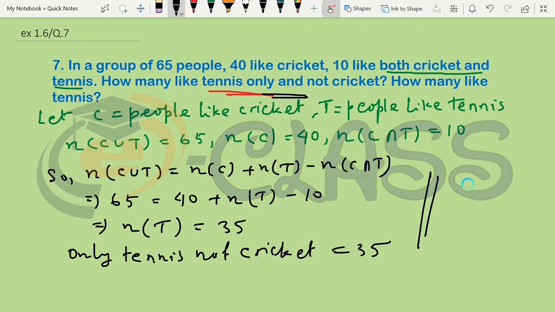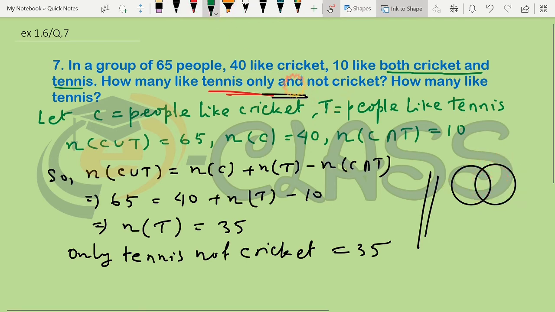So if we draw the set, okay, we draw the set. Now this is cricket and this is tennis.